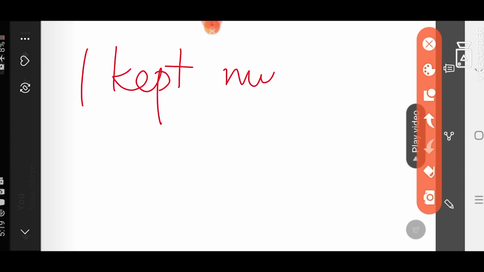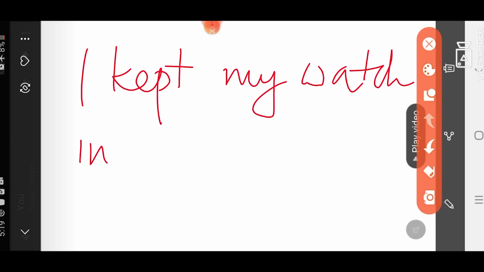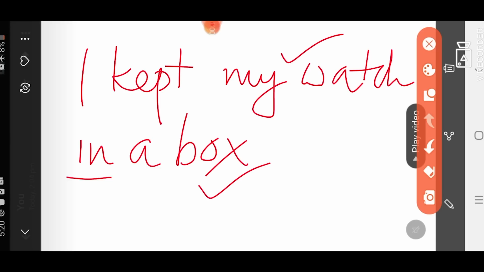I kept my watch in a box. I kept my watch in a box. Where did I keep my watch? In a box. Now here I use the preposition in. That is a linking word between the watch and the box. It's the linking word. Now here I used in. And in, on, above, one more is this.